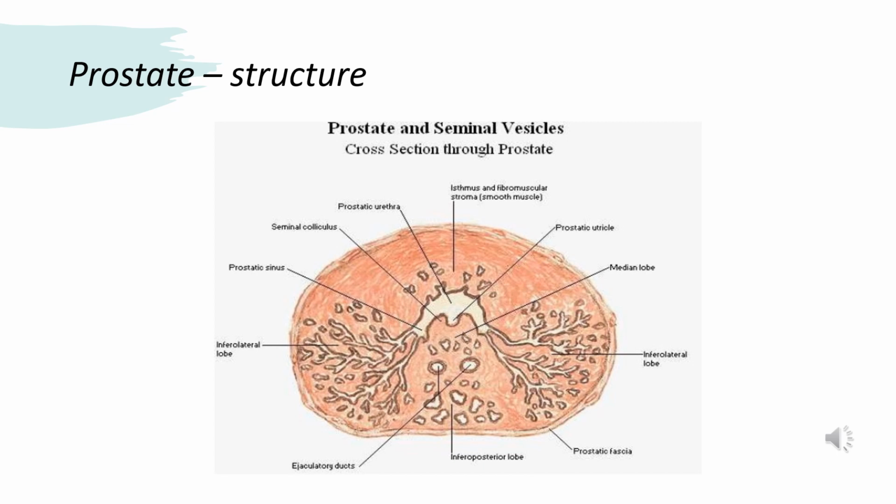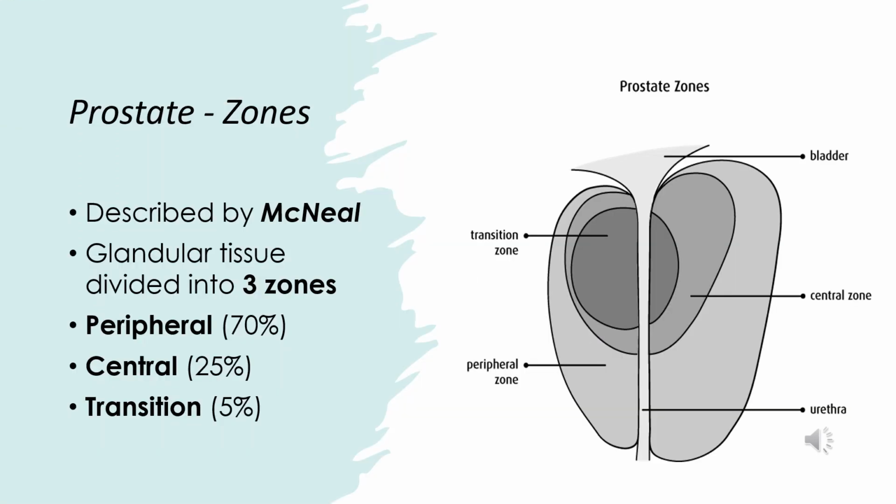The fibromuscular tissue forms the stroma, and the glandular tissue forms the parenchyma of the prostate gland. And the lumen of these tubulo-alveolar glands contains small colloid masses, which are termed the corpora amylacea. Now we'll see the zones of the prostate gland. The prostate gland is histologically divided into 3 zones. So actually it is the glandular tissue of the prostate gland which is divided into the 3 zones.